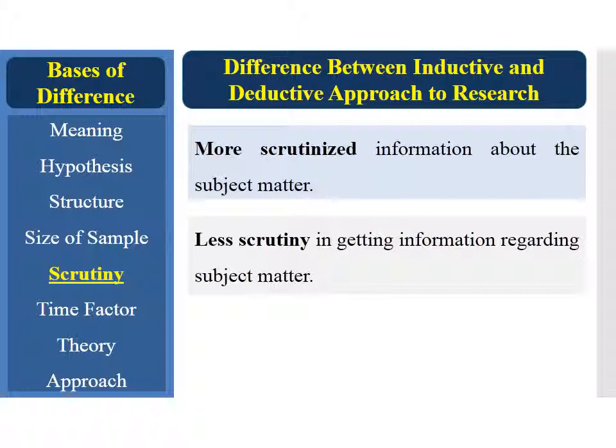So now another point is scrutiny. Scrutiny means going into more depth, more study, more rigorous, more scrutinized information about the subject matter. That is, inductive approach research deals with more scrutinized information about the subject matter, so it takes more time and fewer samples, while in opposite to it, the deductive approach to research is based on less scrutiny in getting information regarding the subject matter. That is, it does not go in depth.